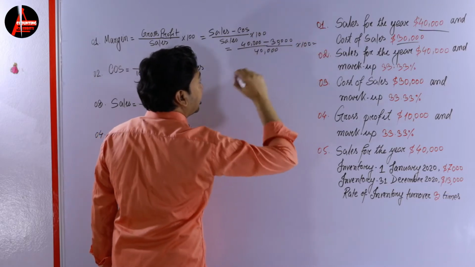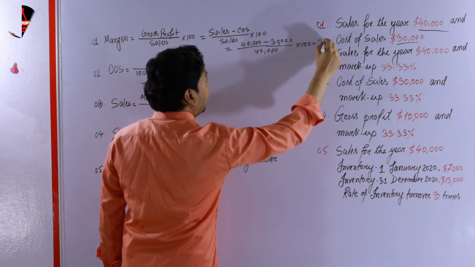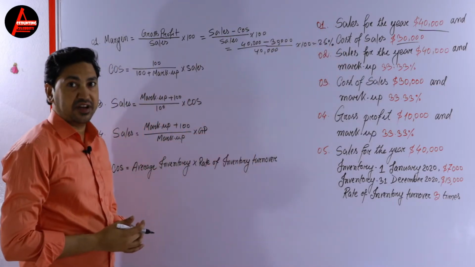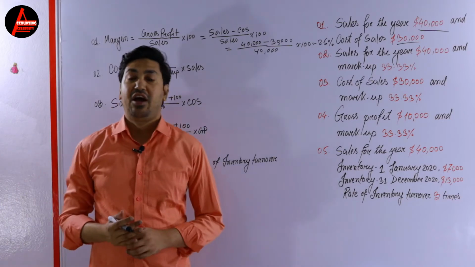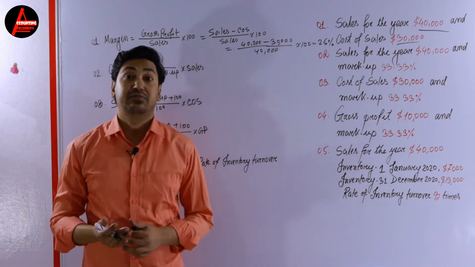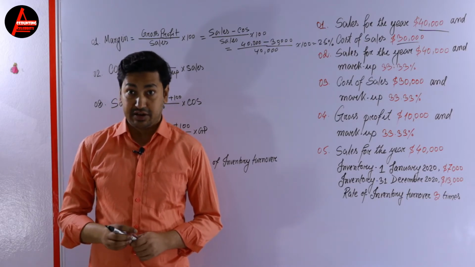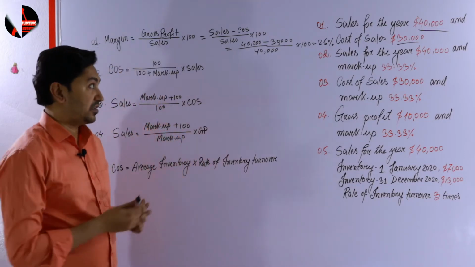So what is your answer? If you calculate, your margin is 25%. Okay, so when you have sales and cost of sales, you can easily calculate your margin. Let us see the second option.